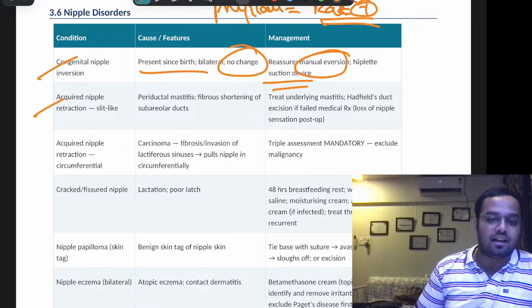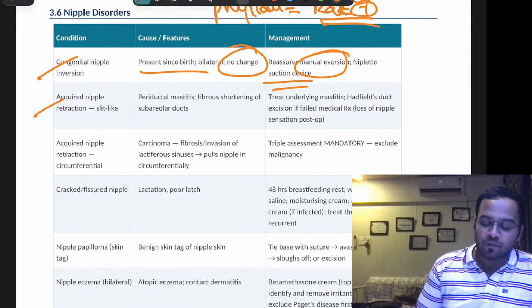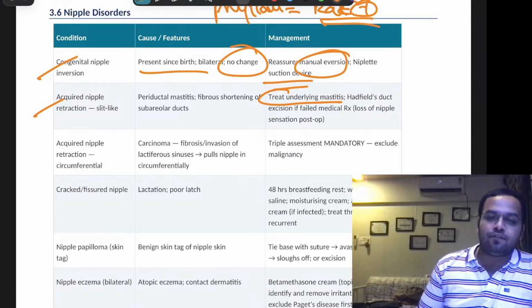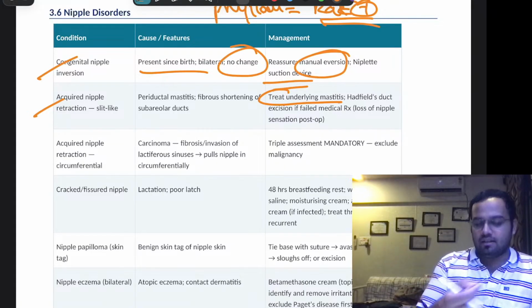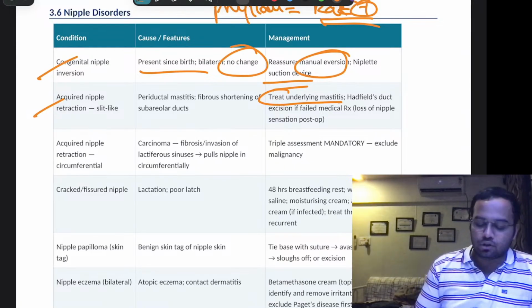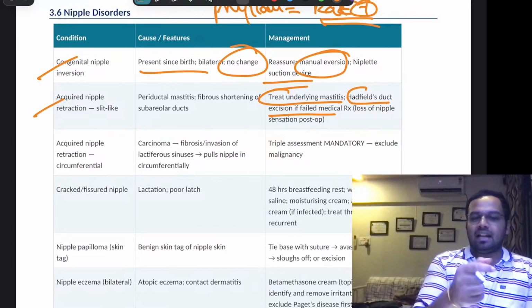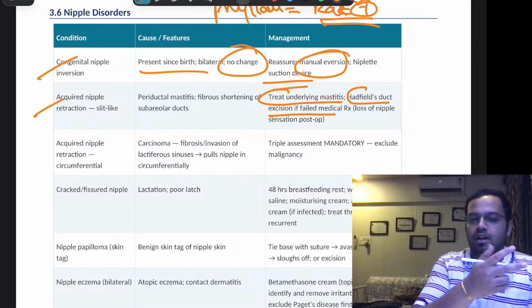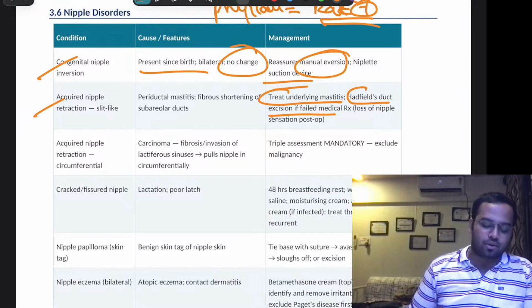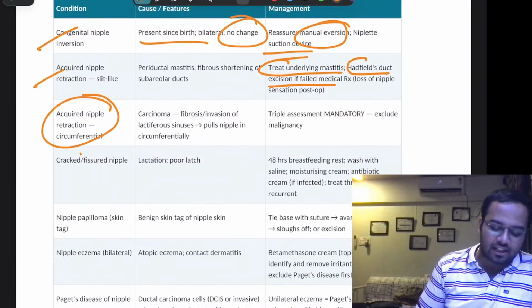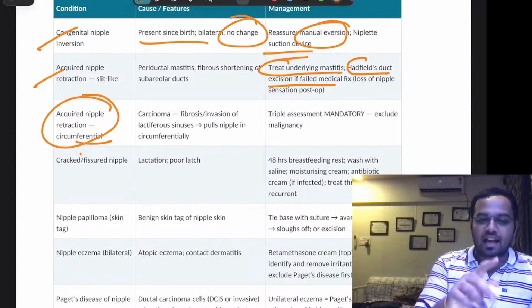Acquired nipple retraction, if it is because of mastitis or malignancy, treat the underlying cause. And if a duct is causing the nipple inversion, you can remove that specific duct, which is called Hatfield's duct excision. So even after mastitis is suppressed, if the duct is fibrosed and pulling the nipple inward, you can just cut that duct so that the nipple is going to invert back. Acquired nipple retraction, if it is circumferential, we saw that slit-like, it is benign.